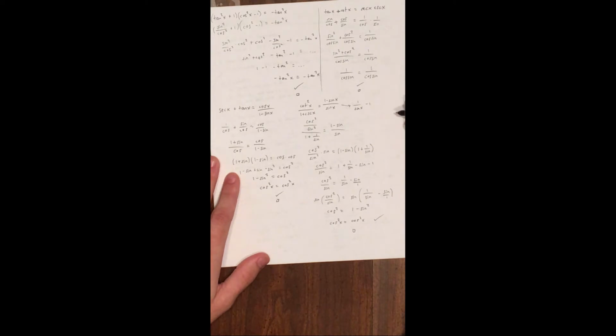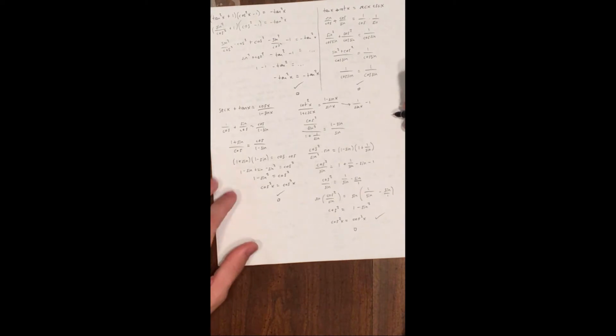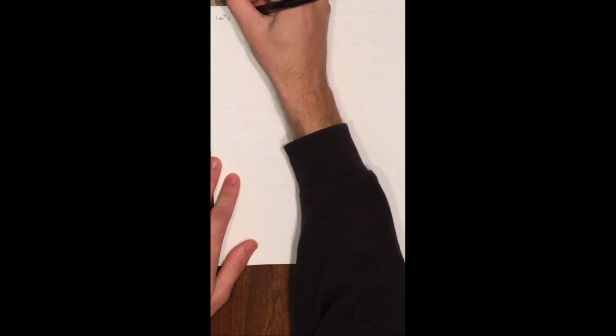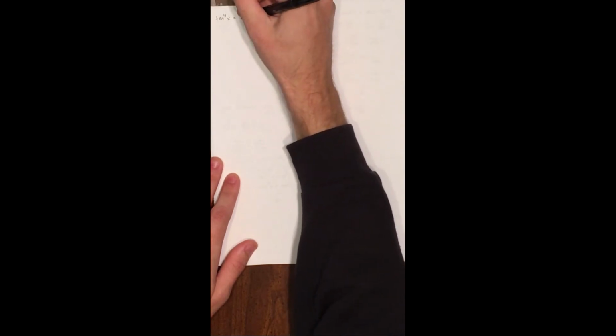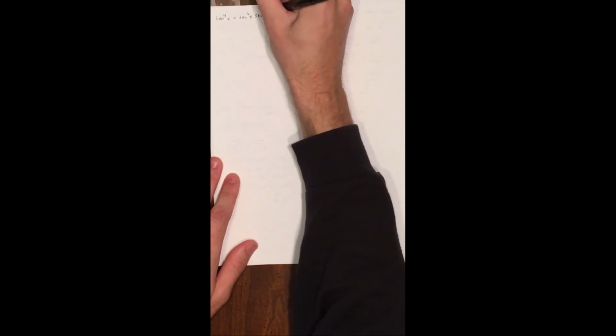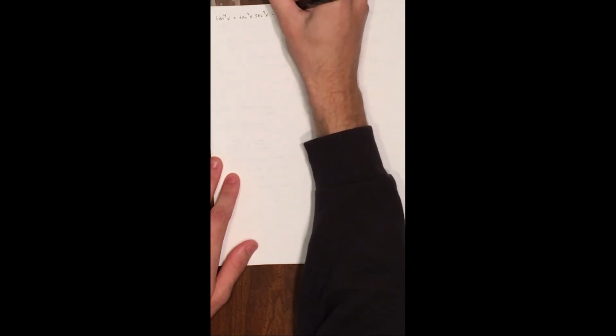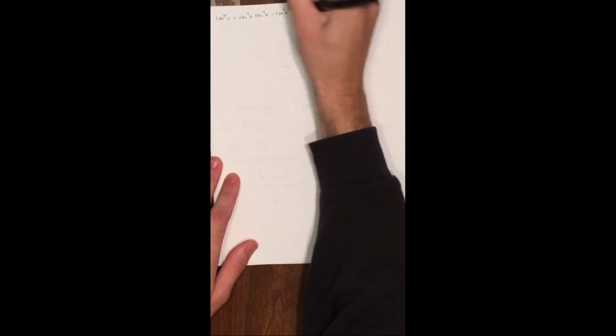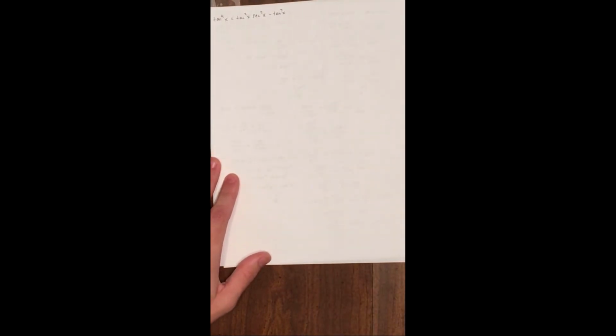All right, next problem. We have tangent to the 4x. That's tangent of x times tangent of x times tangent of x times tangent of x equal to tangent squared of x times secant squared of x minus tangent squared of x. So the right side is a more complicated side in this one, so we're going to work with that.